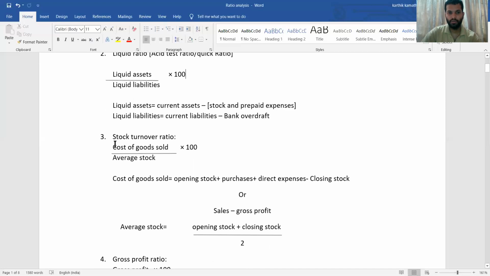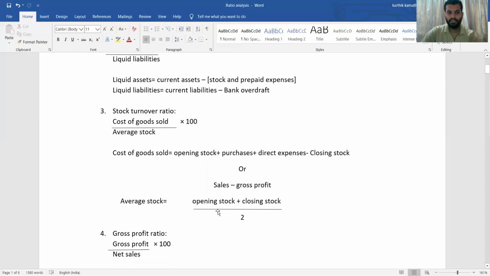Third one, stock turnover ratio: cost of goods sold divided by average stock into 100. So how to calculate cost of goods sold? One of the easiest formulas is cost of goods sold equal to sales minus gross profit, or else cost of goods sold is equal to opening stock plus purchases plus direct expenses minus closing stock. Average stock is nothing but opening stock plus closing stock divided by 2. By this you can easily arrive at stock turnover ratio.